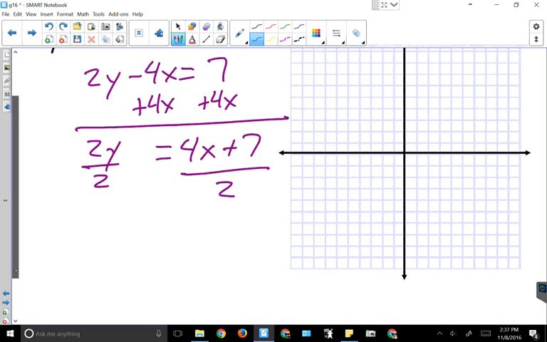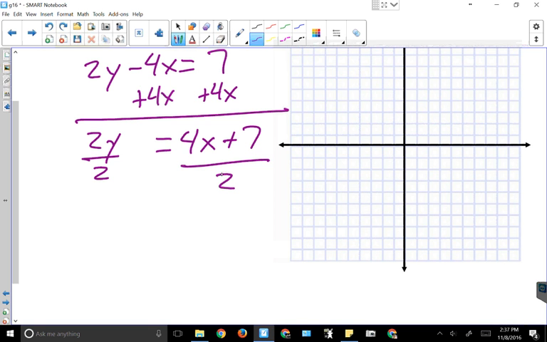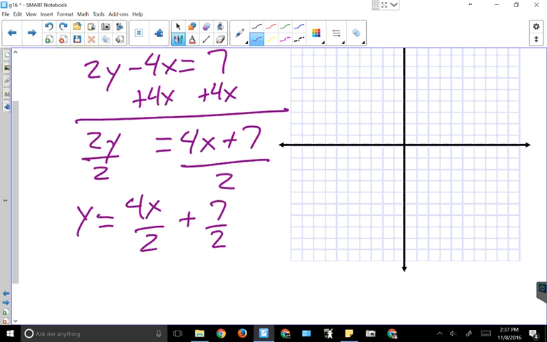Now, what I tell students to do here, y is equal to put each one over 2. 4x over 2. 7 over 2. Never, ever, ever try and simplify things in the middle. Wait until you get down to this. Now do the final thing. y is going to be equal to 4 over 2 is 2, right? Plus, and that's 3.5. Now, can I identify 3.5 on that graph there?